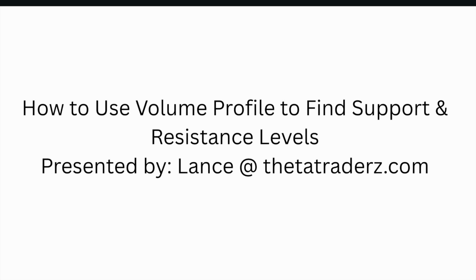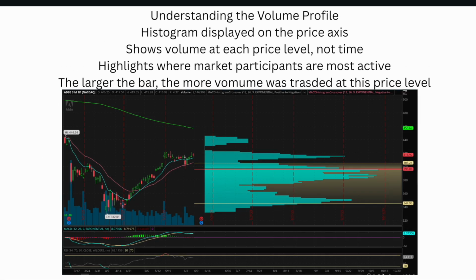This is one way to use support and resistance. You want to be able to have other factors along with them, but this has been shown to be a pretty strong support and resistance in many cases. So we're going to be understanding the volume profile. Volume profile is a histogram. These are these greenish bars here, and it's displayed on the price axis.